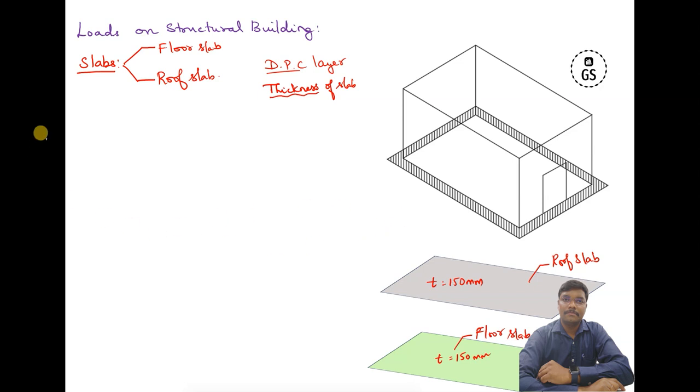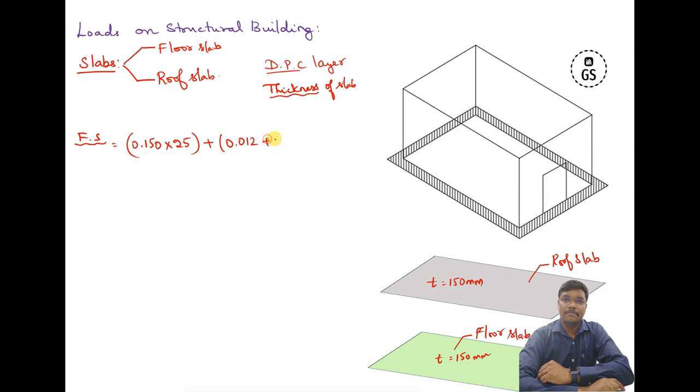So now let's work out the floor slab dead load. So the dead load for floor slab is calculated now. 150 I have taken as thickness, so convert it into meters: 0.150 into 25, that is the unit weight of RCC here. Now close it, then plus your floor finishing 12 mm.